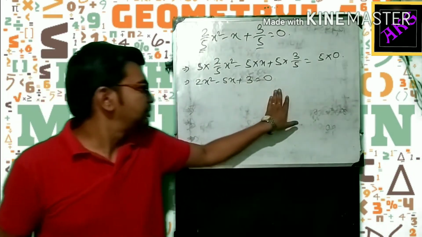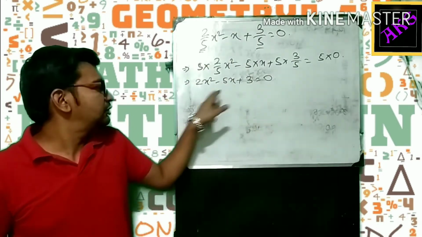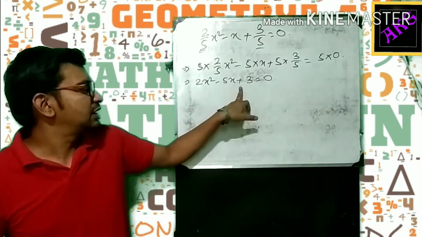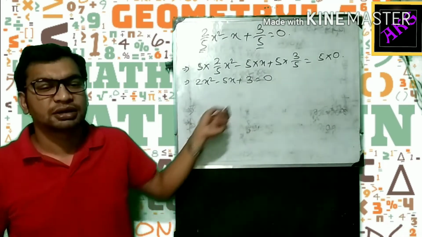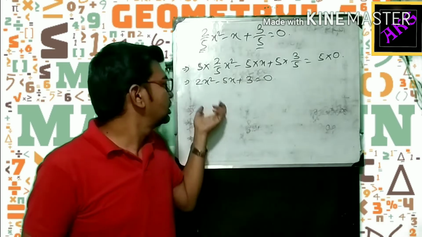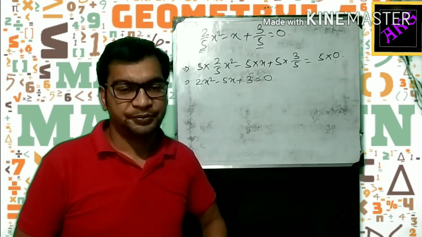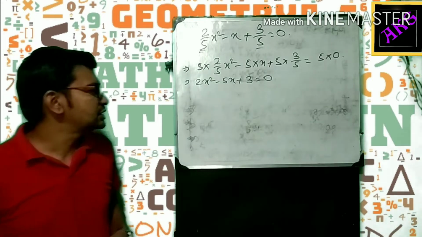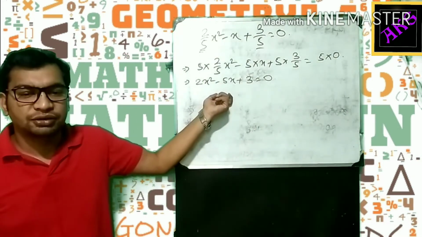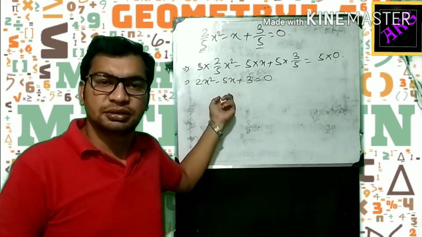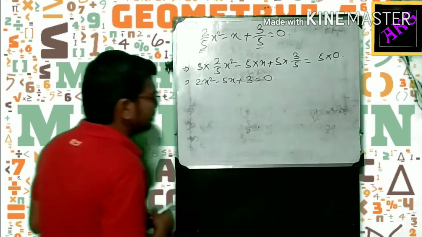Okay, this was our second step. Our second step is to express it in the standard form. This is the standard form, ax square plus bx plus c equal to 0. This is the standard form of a quadratic equation. Now our third step is, if we can factorize this left hand side, we try to factorize it, and we will express it as the product of the factors.